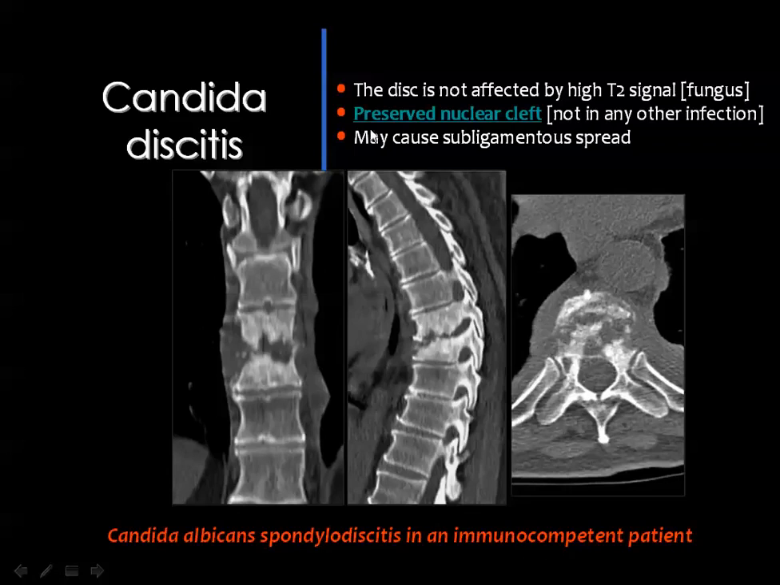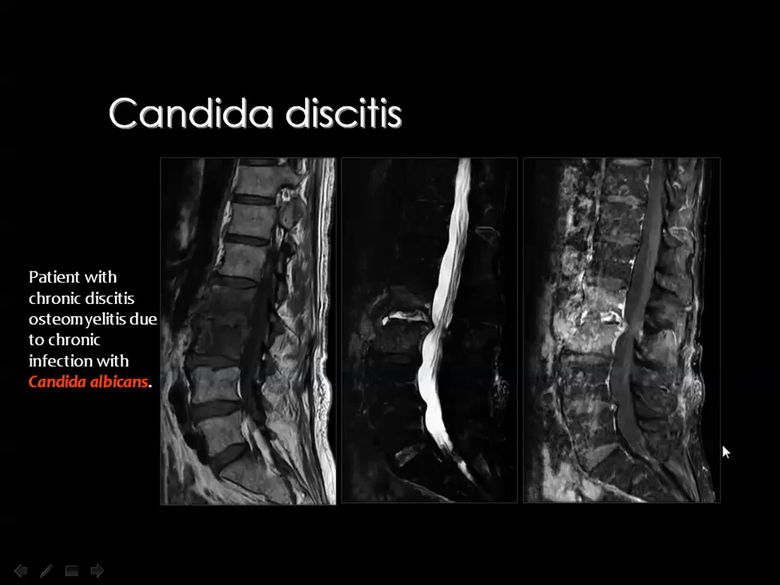One of the findings which may be suggestive is the preservation of the nuclear cleft of the disc, which is not seen in any other type of infection. I am not sure about this, but if you look here, you know that this low signal line within the bright disc in the T2 weighted image is known as the nuclear cleft. And if you look here, you may assume that this black line is the nuclear cleft which is preserved. Then you think of fungal infection. I am in doubt of this.